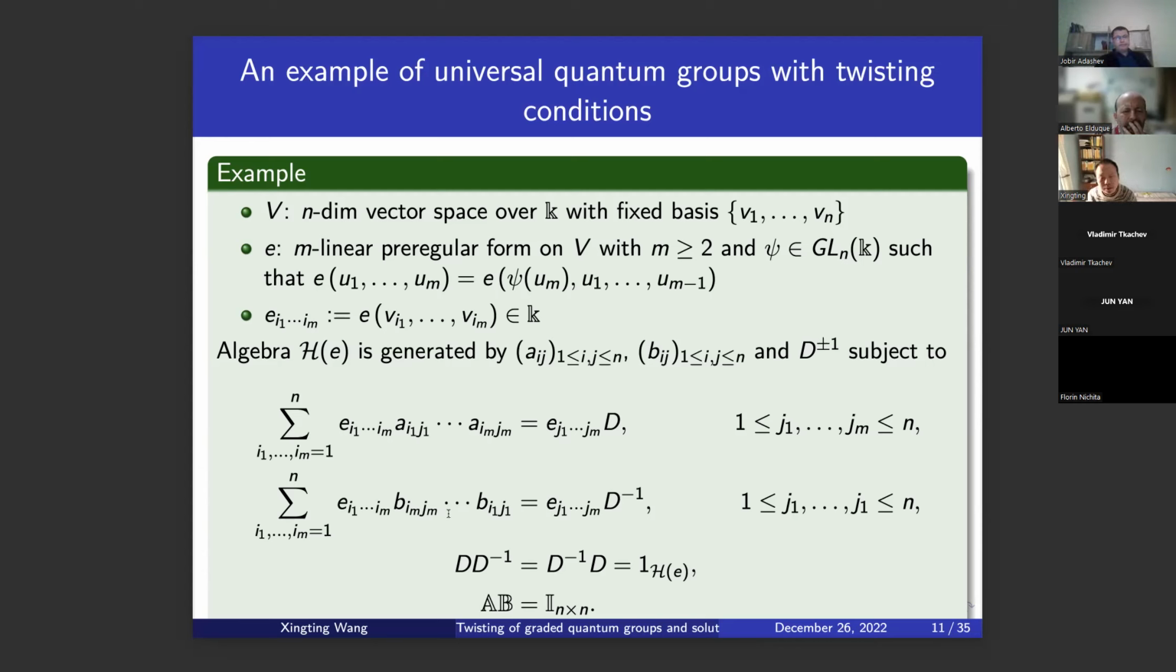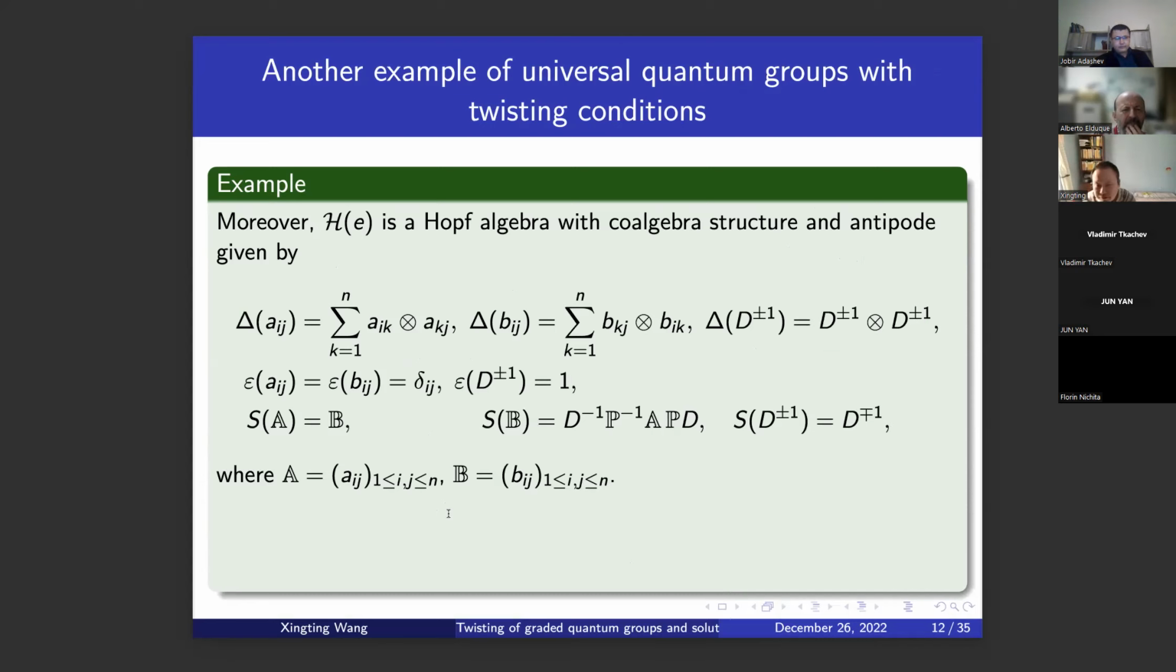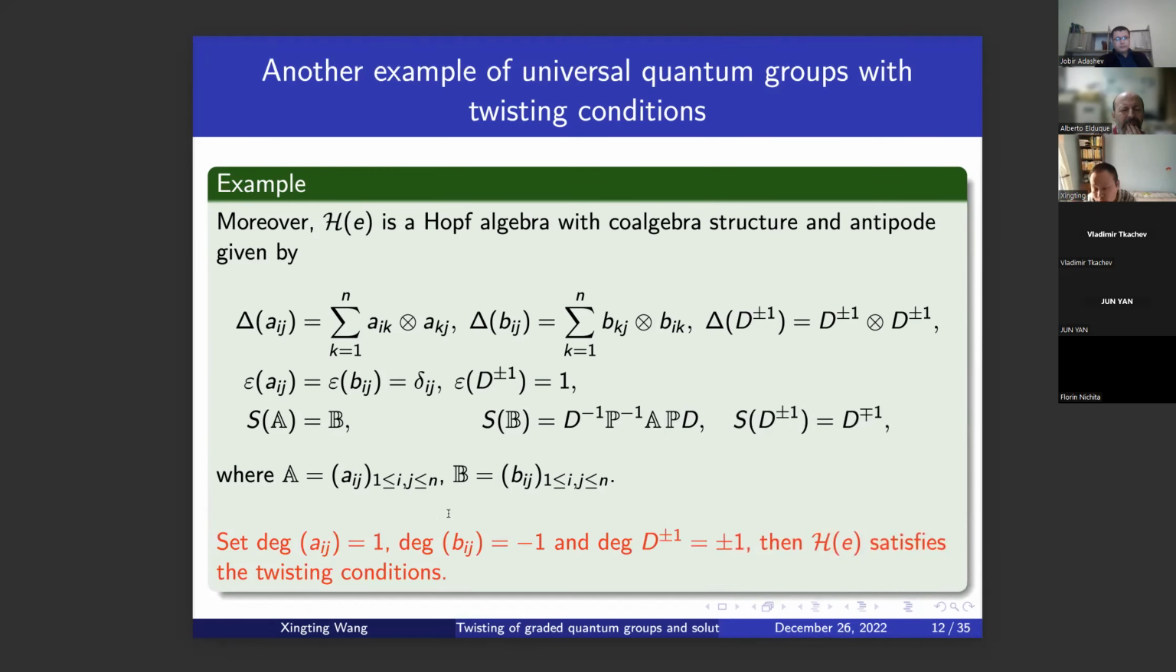So I have n squared plus 2 generators, a_ij, b_ij, and the so-called quantum determinant D and D inverse, satisfying the following relations. I'm not going to explain why these relations work out, but they have deep reasons. As a consequence, if you make use of the definition of the pre-regular form, you can check that it's actually a Hopf algebra. We do need to use the pre-regular form, especially the cyclic condition, in which the matrix plays a role. But it also satisfies the twisting condition.